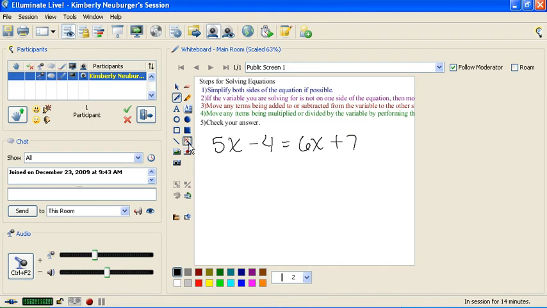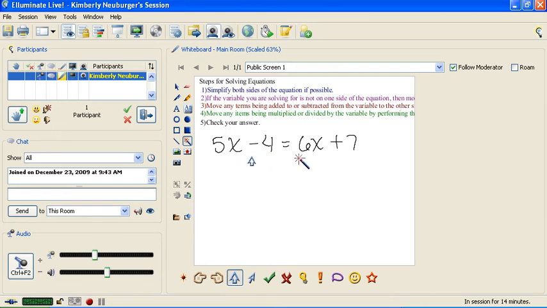And I'm first going to take a look at this first step, which is simplifying both sides. Let's look at the left-hand side here. We have an x and we have a number. X's and numbers are different, so these are not like terms, so we cannot combine them. On the right-hand side of the equal sign, we have a 6x and we have a 7. And again, those are not like terms, and there's no distribution. So step number 1 is complete.